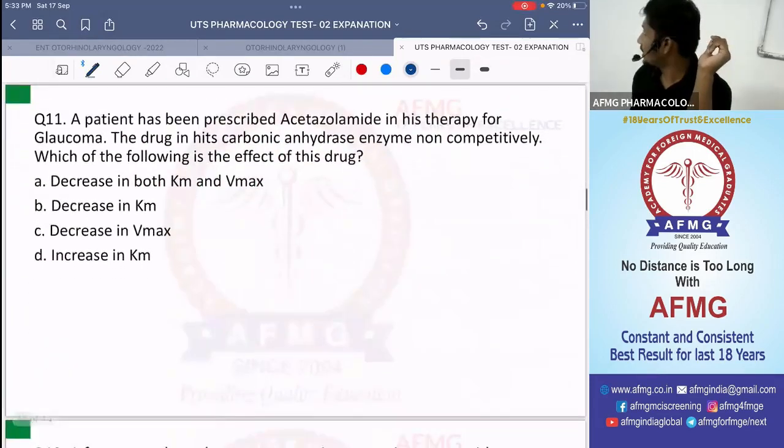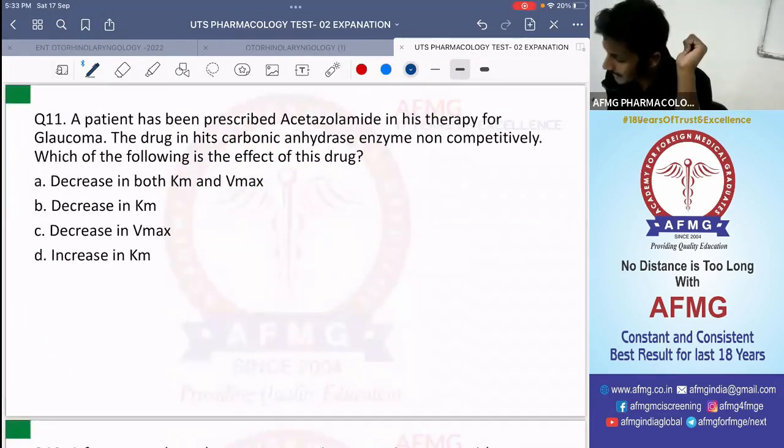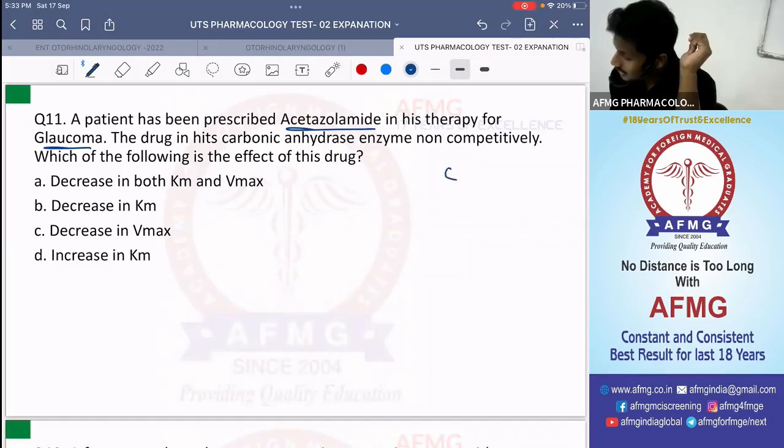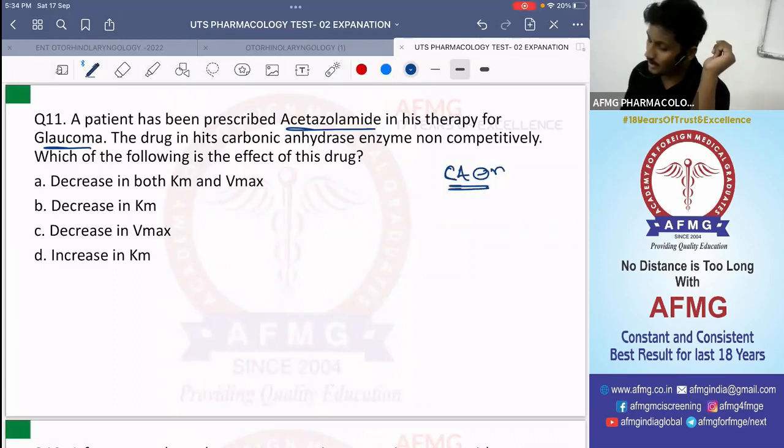Question number 11: a patient has been prescribed acetazolamide in his therapy for glaucoma. Acetazolamide is not a good diuretic. It is a carbonic anhydrase inhibitor. Please remember this. The drug hits the carbonic anhydrase enzyme non-competitively.